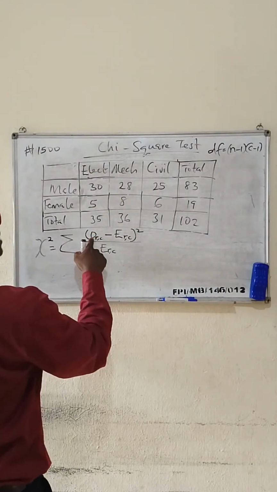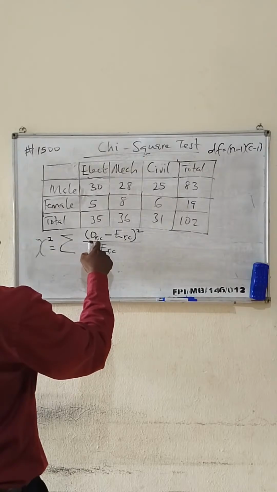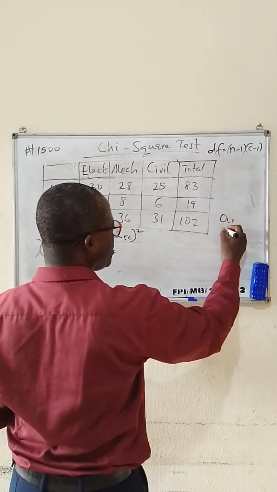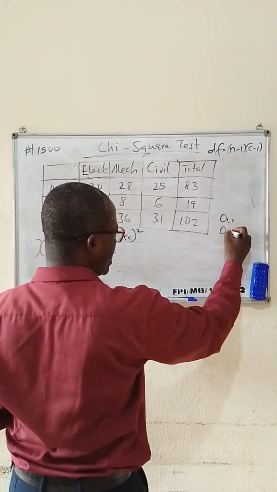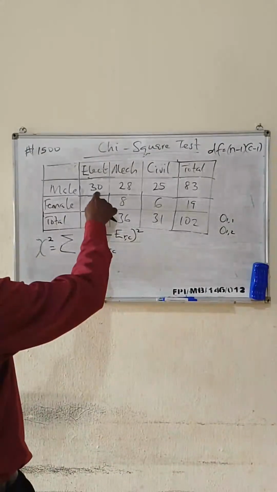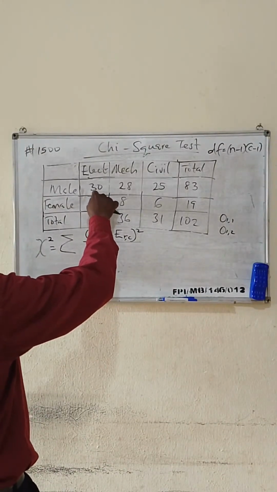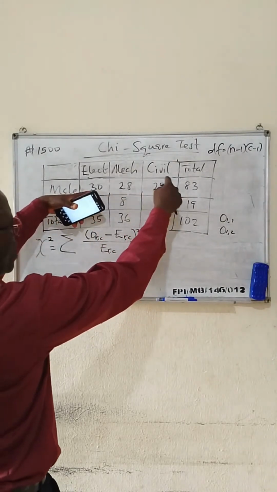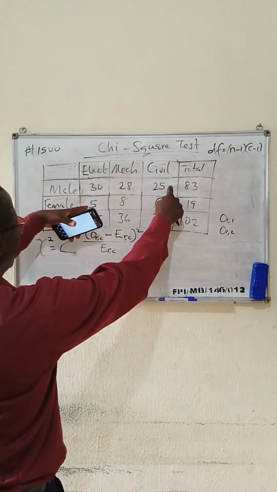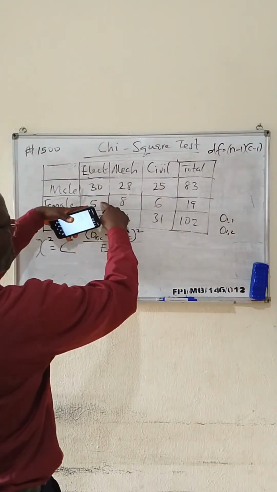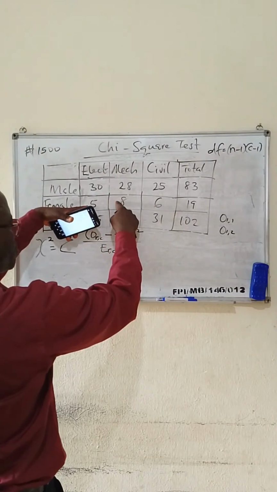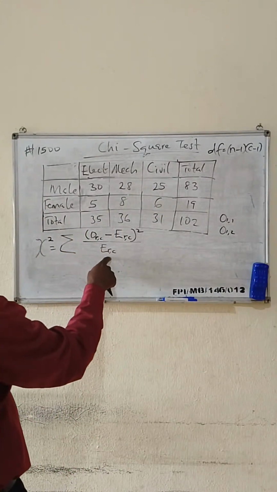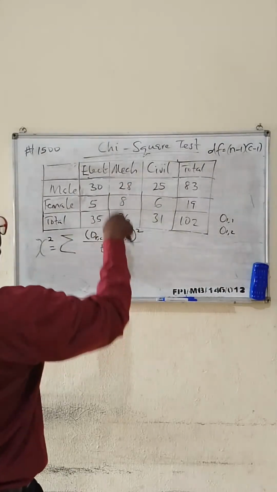ORC means observed row, comma, column. That is, let's say, row 1, comma 1. That is observed 1, comma 1. Observed 1, comma 2. That is row 1, column 1. Row 1, column 2. Row 1, column 3. Are you there? Then come here, row 2, column 1. Row 2, column 2, row 2, column 3. So that's how we have this formula. So we're going to use this formula to do the calculation for the expected.